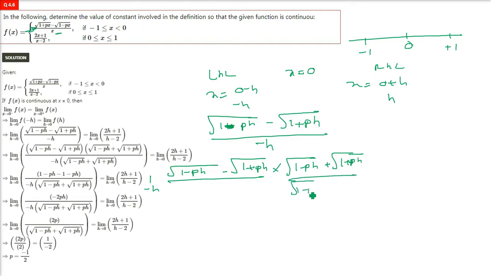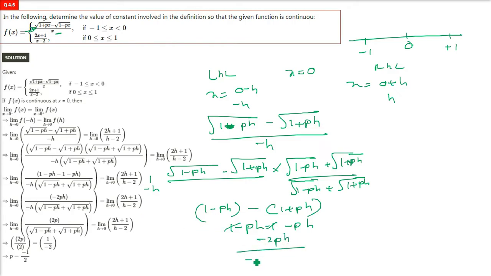Once you do this, the numerator will be a minus b, a plus b, which is a squared minus b squared. Since it is root, it will get eliminated. You will get 1 minus ph minus 1 plus ph. Okay, this is the numerator only I am doing. So 1 minus ph minus 1 minus ph, so 1 gets cancelled. You will get minus 2ph. Since we have a negative h already there, you can cancel minus h, minus h. So 2p is there.